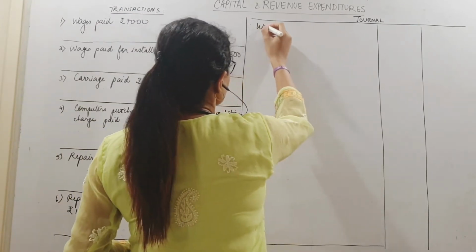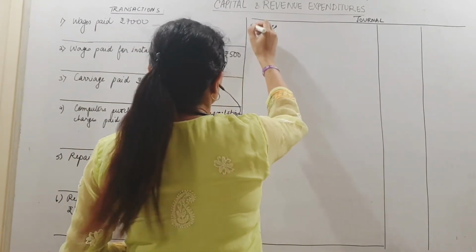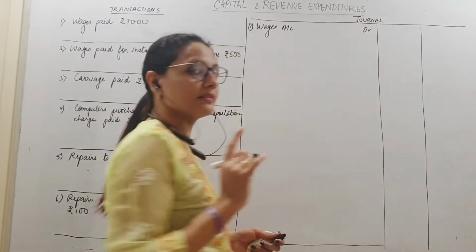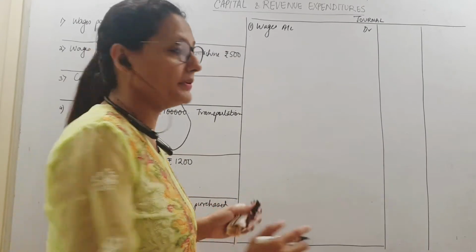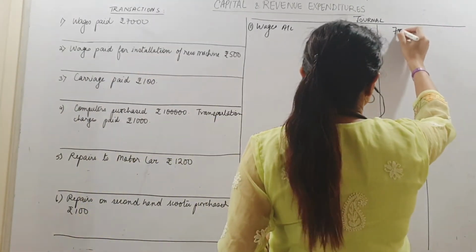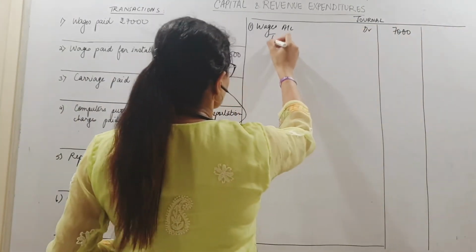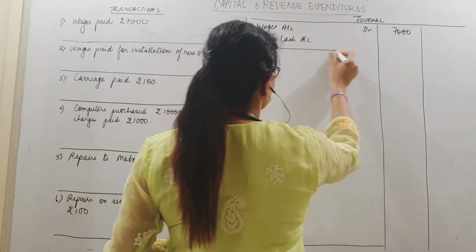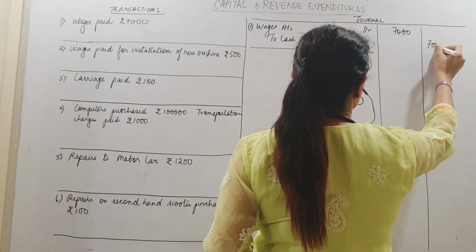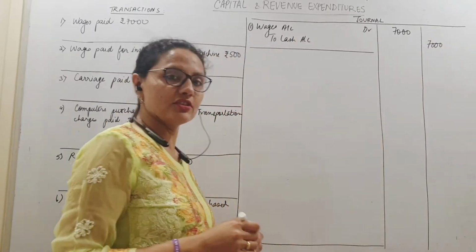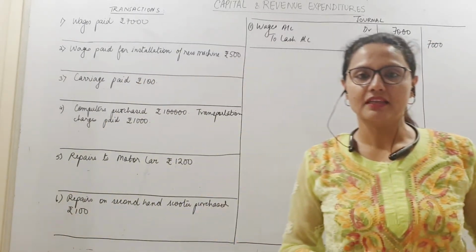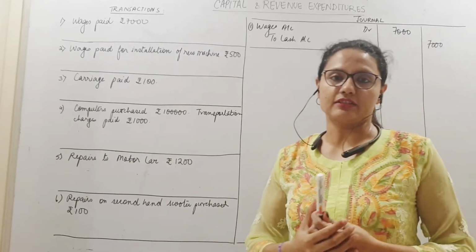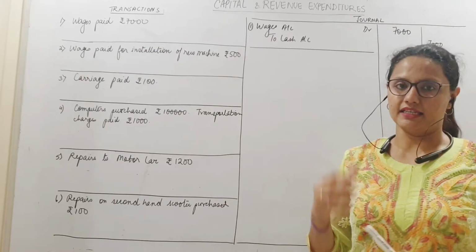Okay. So entry number 1 is wages account debit, which is an expenditure for me. All expenses will be debited. 7,000 rupees to cash, because nothing else is mentioned. We assume we have made a cash payment of 7,000 for wages. Fine. So this wages is an input cost for my goods. We have spent this to manufacture goods.